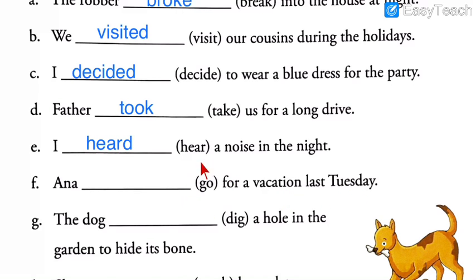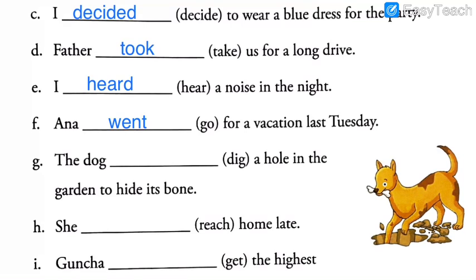What will be the past form of the verb go? Go will become, no, go will not become goed. I know many of you will try to put D or ED at the end, but that is not true here. Go will become went. Go becomes went. So Anna went for a vacation last Tuesday.